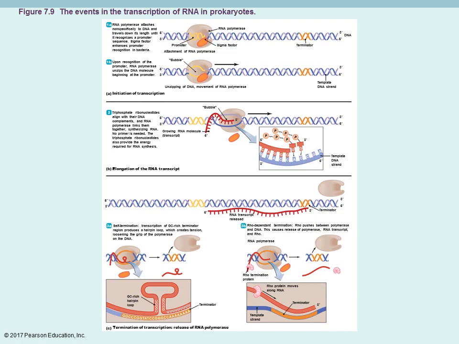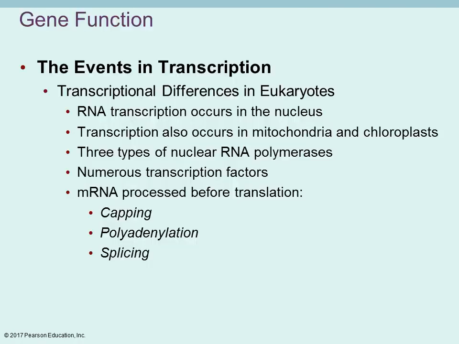Now, one thing I did not mention during DNA replication is that as the DNA polymerase is moving along, it will often act as a proofreader, trying to guarantee that it is making the strand correctly. So in prokaryotic cells, that's pretty much all there is to transcription: initiation, elongation, and then finally termination.